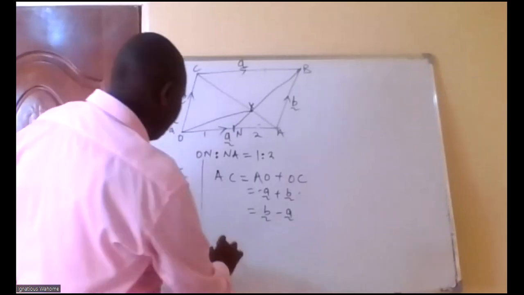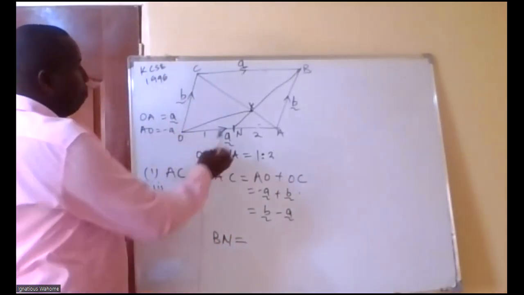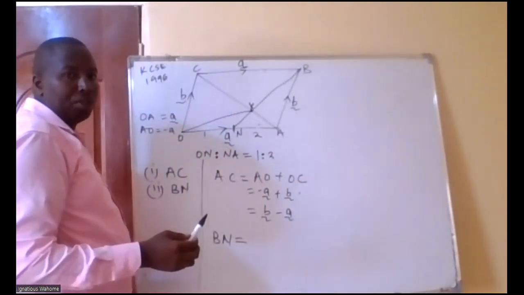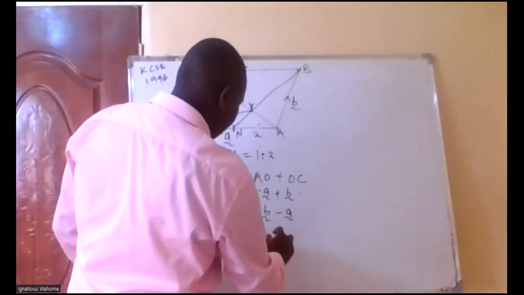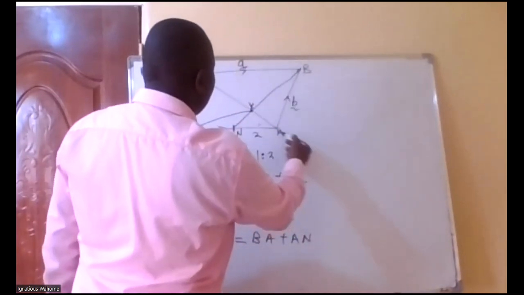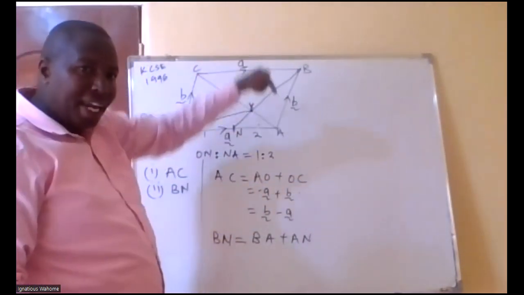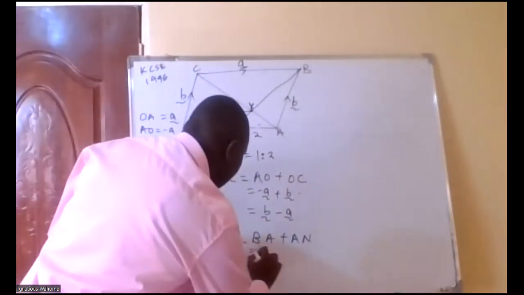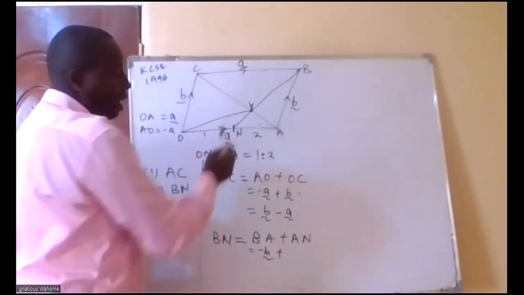That's the first one. Then we go to BN, B to N. You can use the easiest route, and the easiest route here is BA plus AN. BA: the direction changes from AB to BA, so this is minus B. What about A to N?